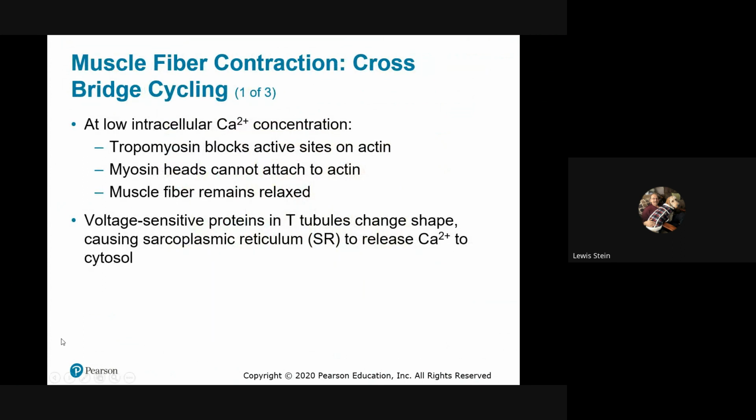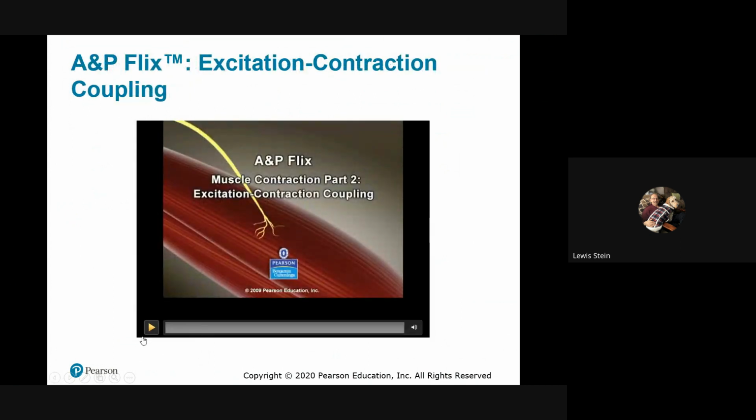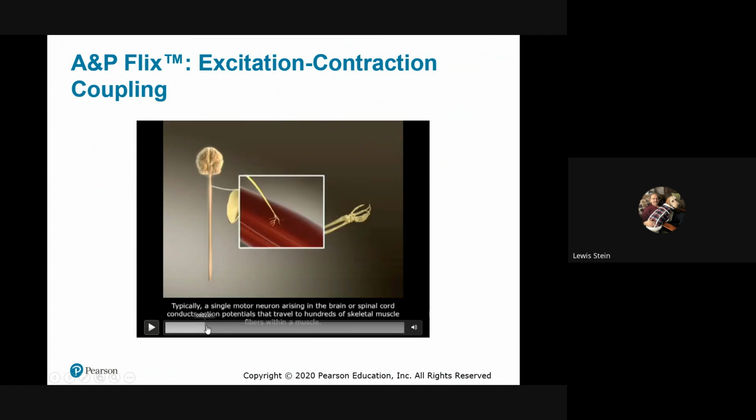Let's go back and start again. So I tried to stop that in the middle again. I just did. Hard to do with these.